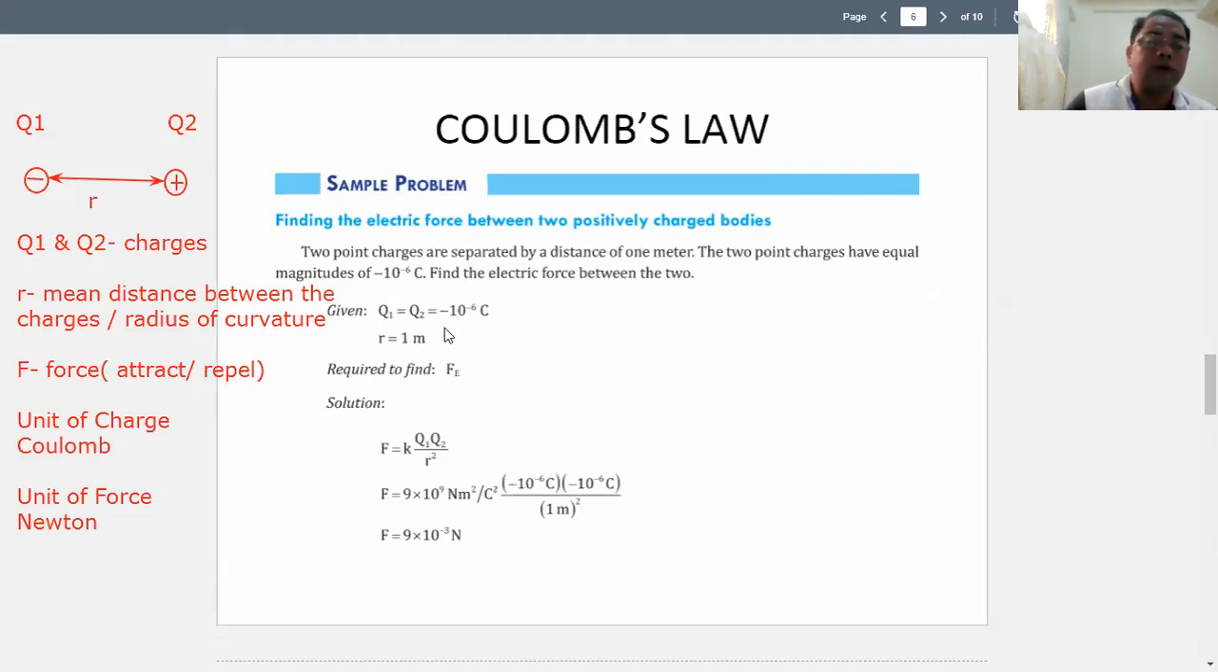So if we substitute the values of our charge, the two charges have equal magnitudes of negative 10 to the negative 6. So this is micro, in microcoulomb. Usually, if you multiply two values with exponents, you add their exponents. So negative 6 plus negative 6 is negative 12.